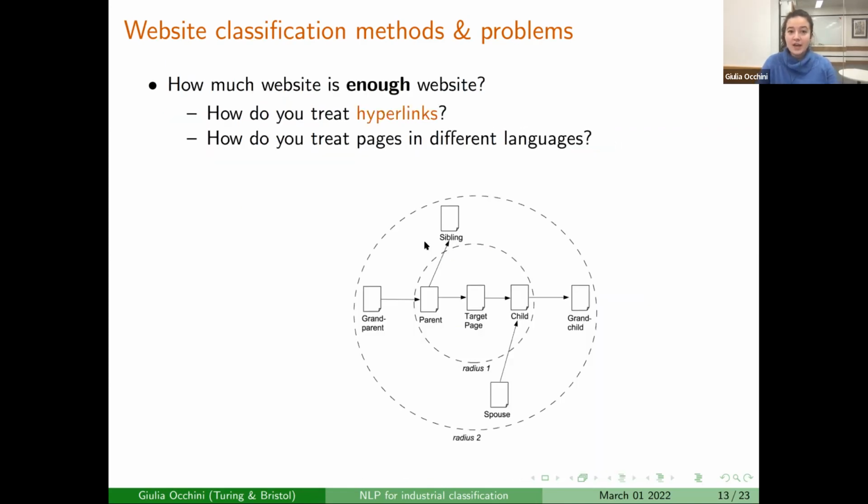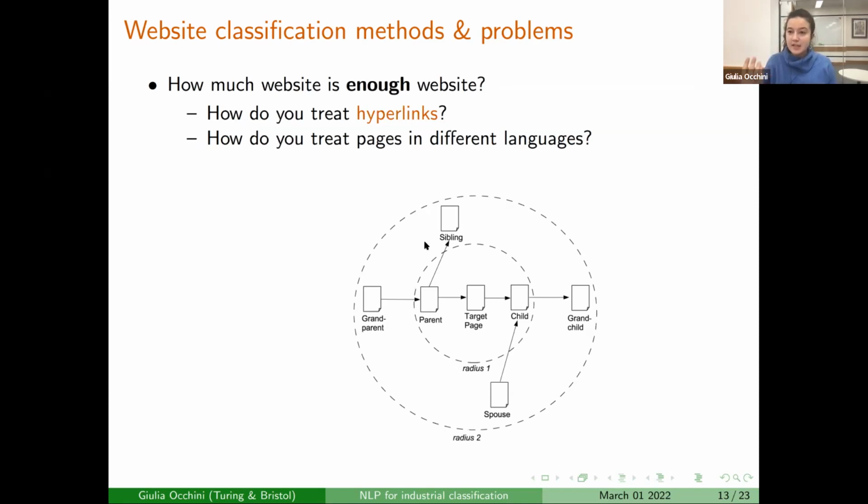Another question that we have, and that is intrinsic to website classification, is how much website is enough website? Websites generally are a network that expands, and it can expand to become insanely big. So how do you treat hyperlinks? Do you scrape just the landing page of a website, or do you also scrape the text within hyperlinks? And within those hyperlinks, do you continue going through the other hyperlinks that they direct to? Also, how do you treat pages in different languages and pages in different styles, which happens a lot of times?